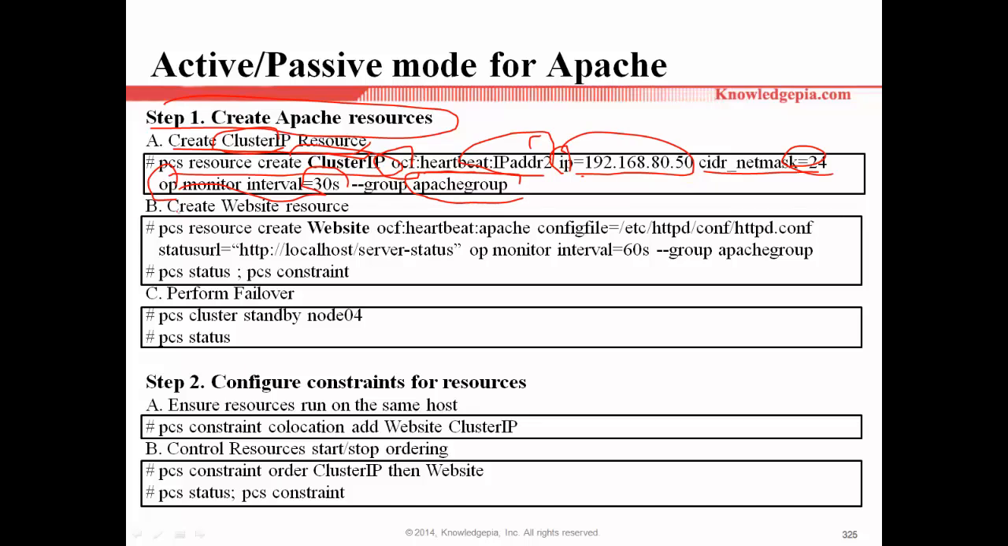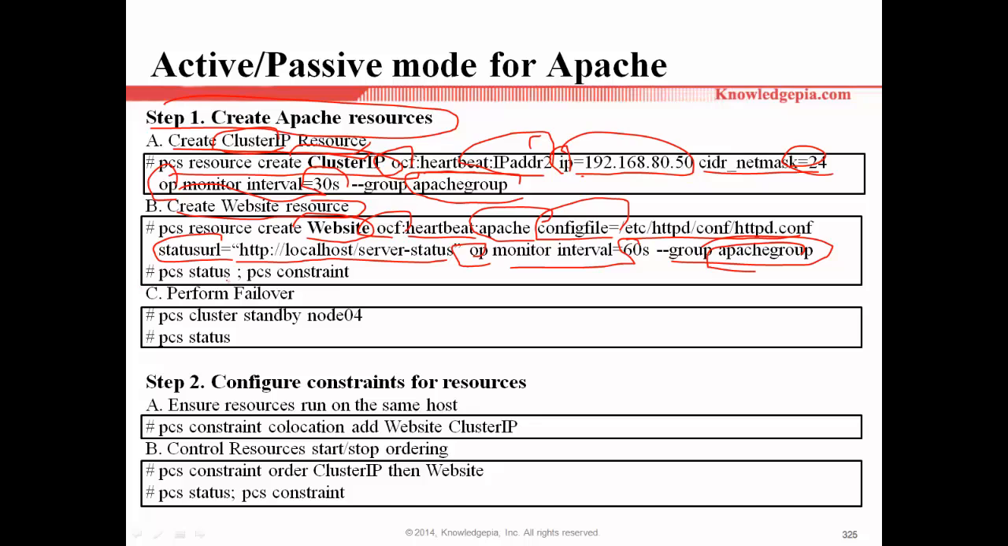Second, create the website resource, similarly: the resource name, the standard, provider, and type apache. The apache type needs a configuration file, /etc/httpd/conf/httpd.conf, and the status URL, which is localhost/server-status. Operation monitoring every 60 seconds. This resource will also belong to the same group.